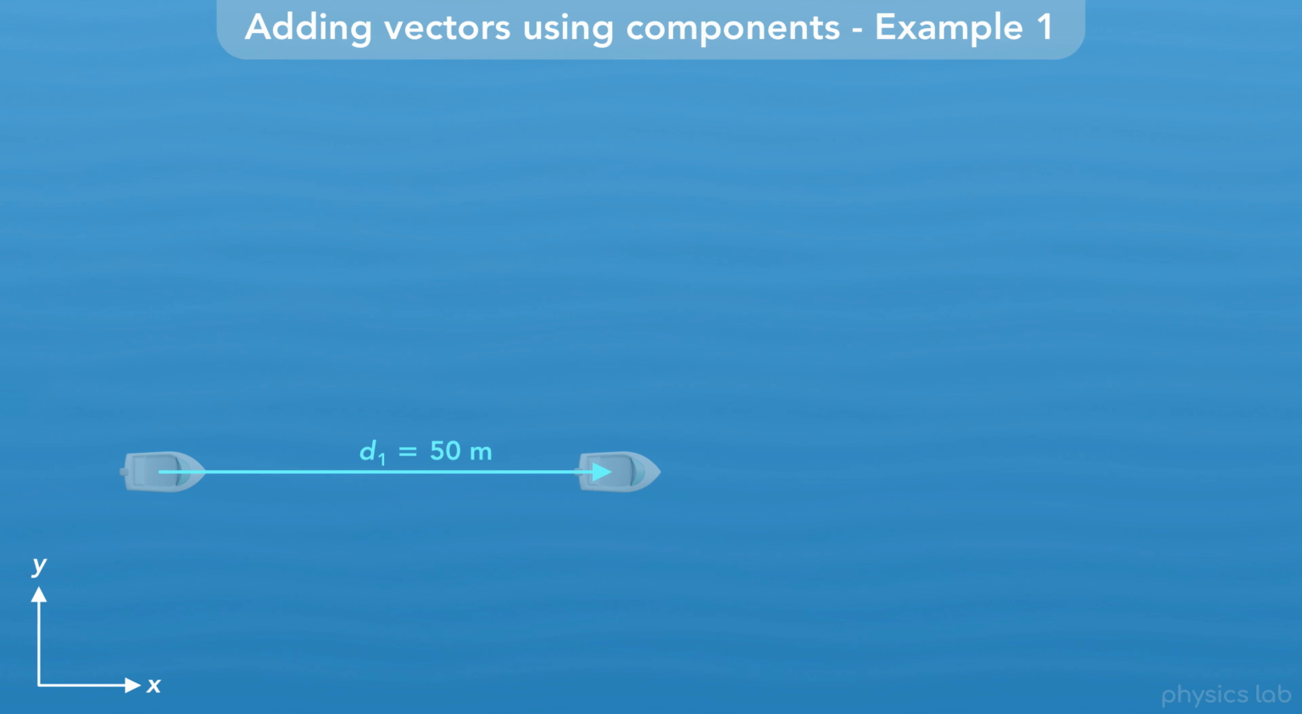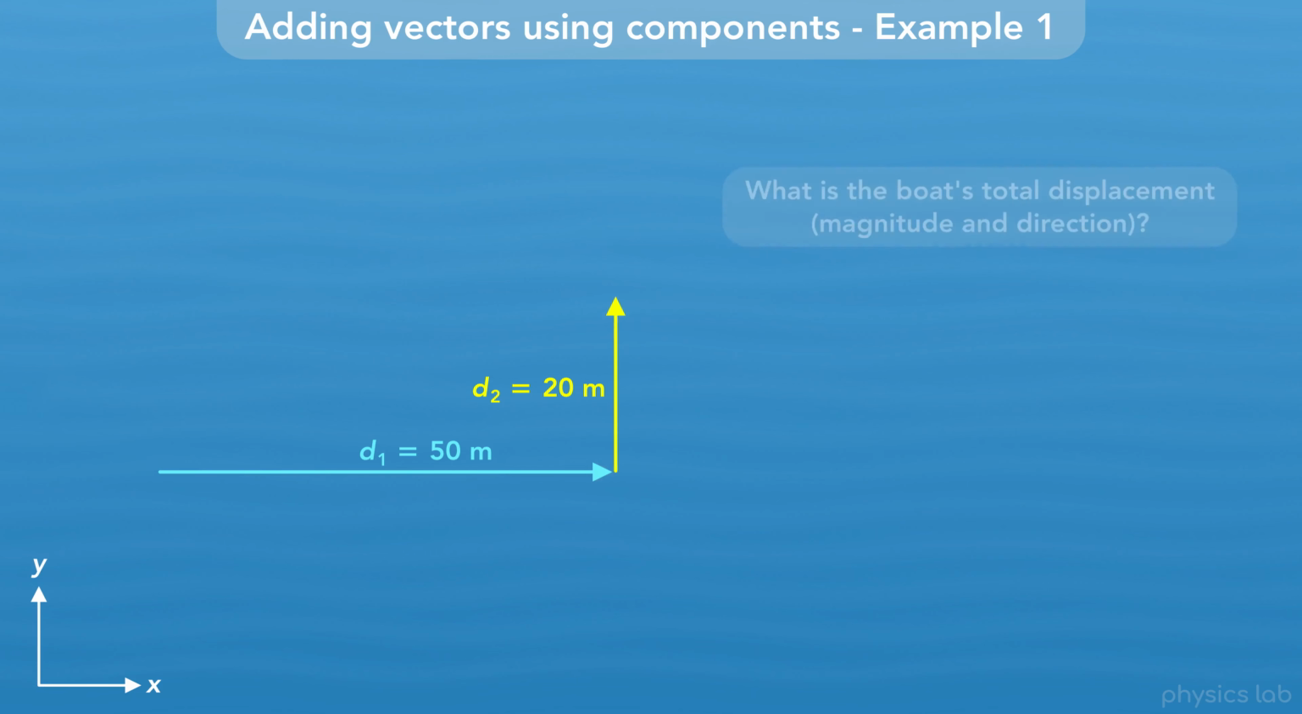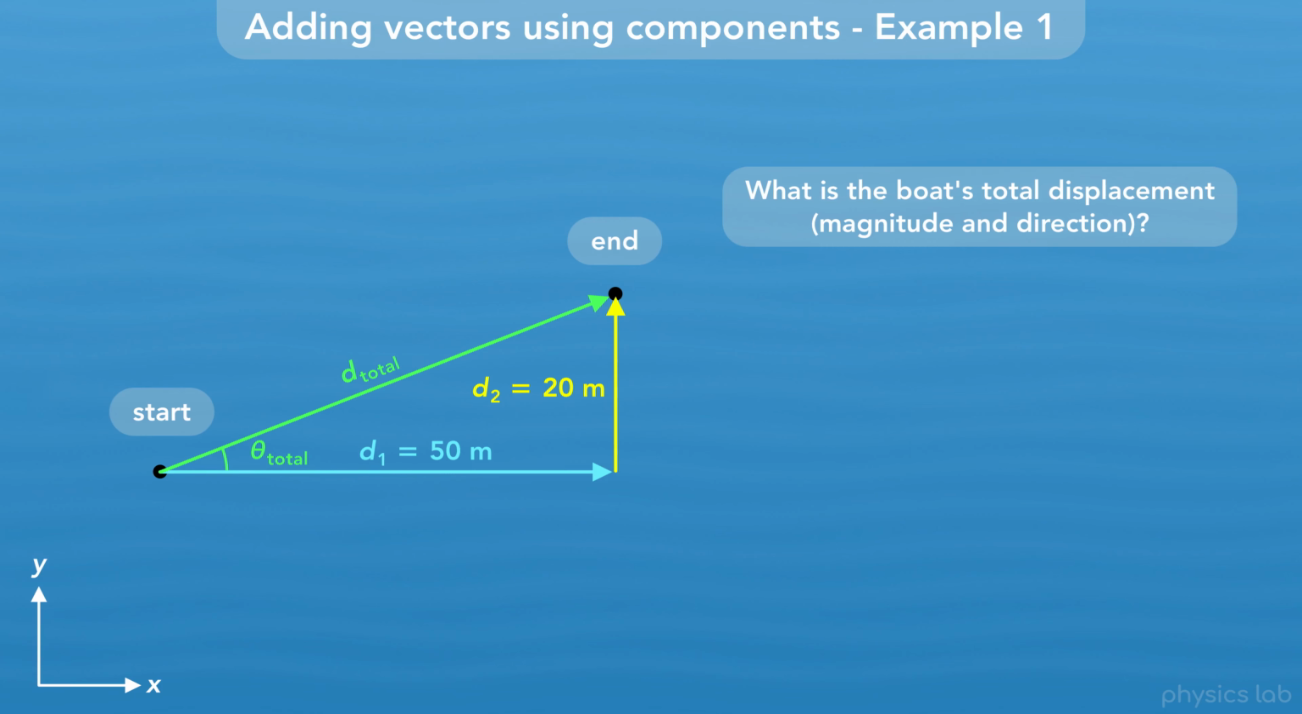It has a magnitude of 50 meters. The second displacement vector, d2, has a magnitude of 20 meters. What is the boat's total displacement, specifically the magnitude and direction? The boat traveled these two displacements, but we want to find the vector that tells us the total displacement between the start position and the end position. This vector, d total, is the sum of the d1 vector plus the d2 vector. This is what we call the resultant vector when we add d1 plus d2.